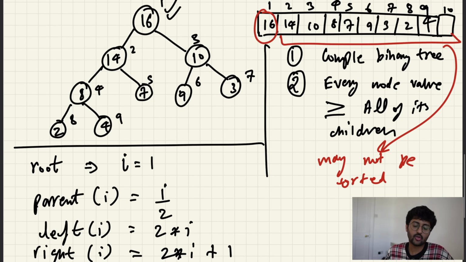In reality, it will be stored in an array. We will read it like a tree, to be more specific, a complete binary tree. And every node will have value greater than or equal to all of its children. The maximum item or the minimum item, whatever you need, will always be at the very first index. The rest of the array may not be sorted, but what the rest of the array will have is condition number 2: every node greater than or equal to all of its children. And how is this array represented in a tree? These rules.